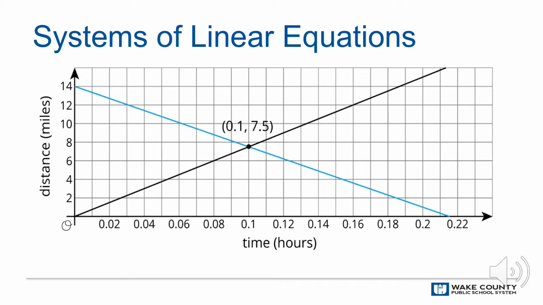We could also answer the question without using a graph, since we are asking when the d values for each car will be the same. We are asking for what t value, if any, makes 75t equals 14 minus 65t true. Solving this equation for t, we find that t equals 0.1 is a solution, and at that time the cars are 7.5 miles away, since 75t equals 75 times 0.1, which equals 7.5. This finding matches the graph.